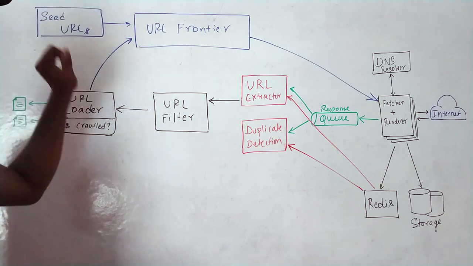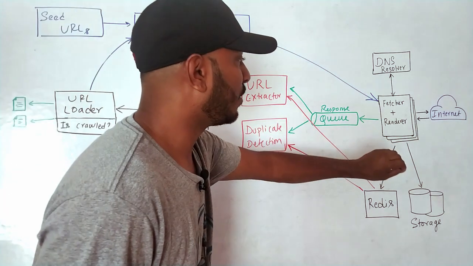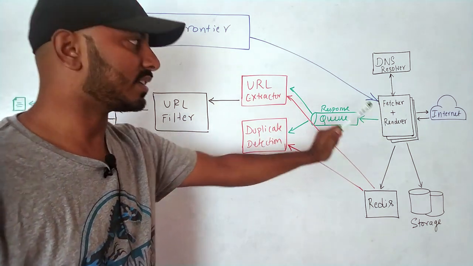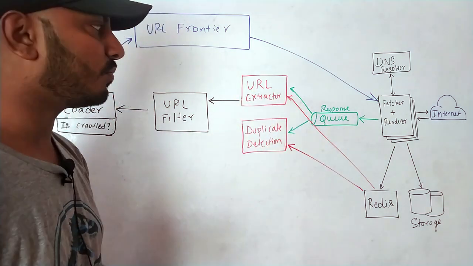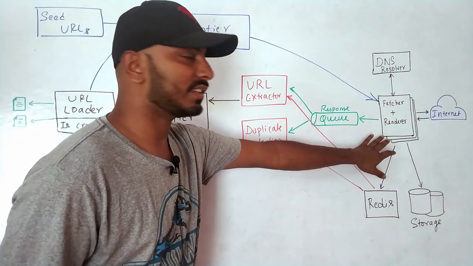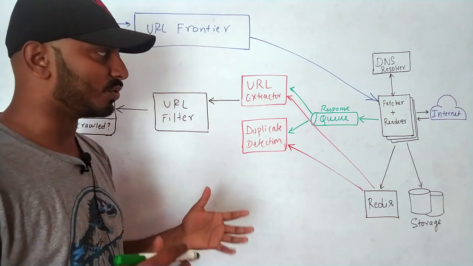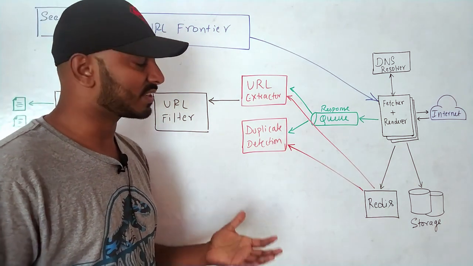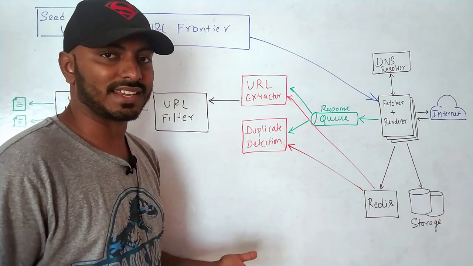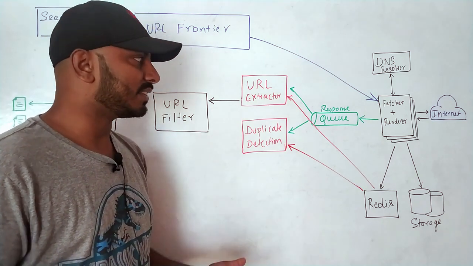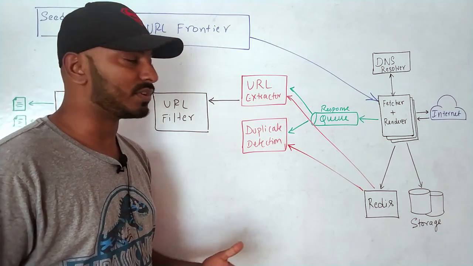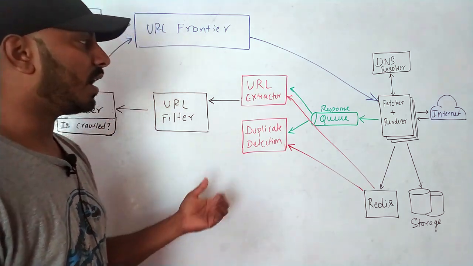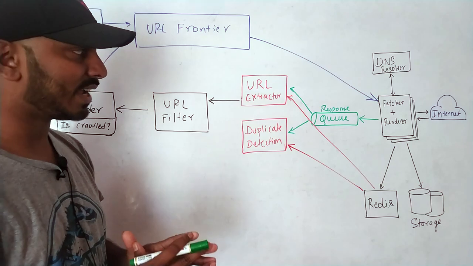So just remember: seed URLs, then the URL Frontier. Now the fetchers and the renderer. This is where all the data is fetched. These are implemented using threads or processes or anything that gives concurrency. Most likely thread is the one, right? But if you're using Python, you can use async IO, which gives even better performance when making IO operations. For now, let's take it as threads.